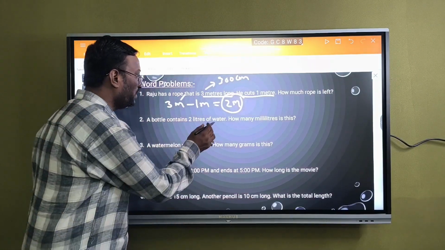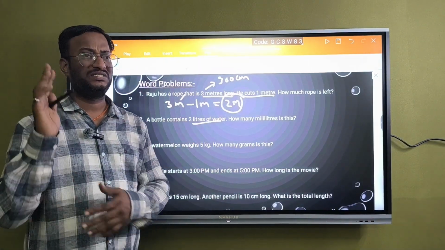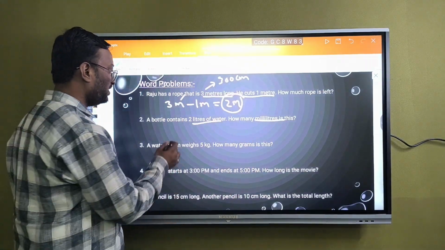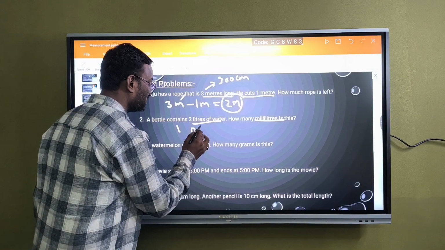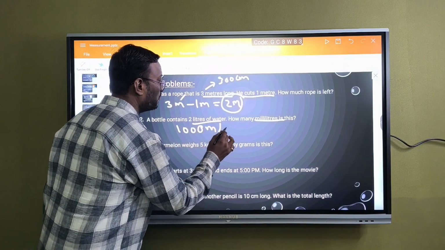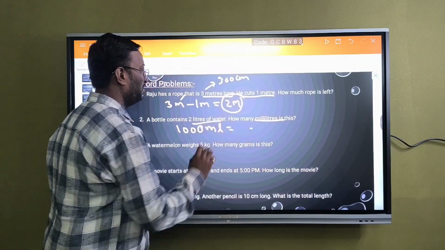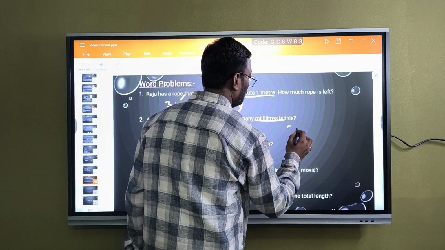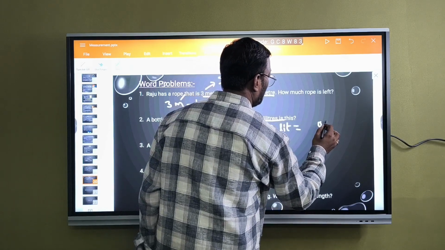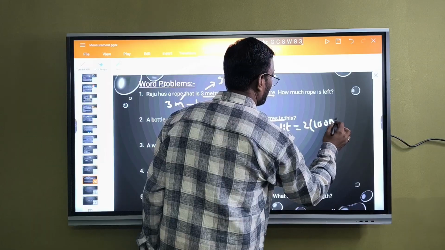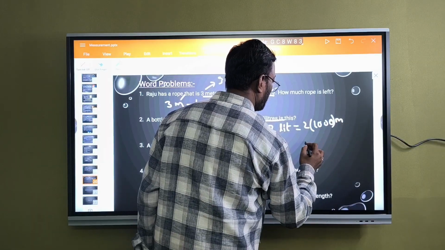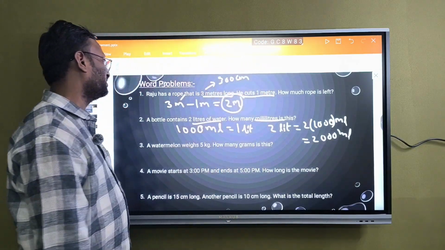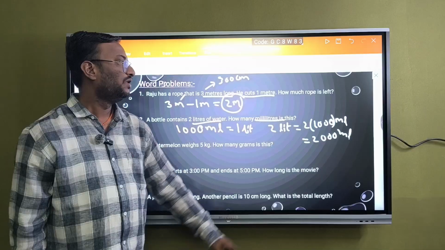A bottle contains 2 liters of water. Okay, one bottle is there. That bottle contains 2 liters of water. How many milliliters is this? Actually, 1000 milliliters is equal to 1 liter. The bottle contains 2 liters. 2 liters is equal to 2 into 1000 milliliters. 2 into 1000 will be equal to 2000 milliliters.